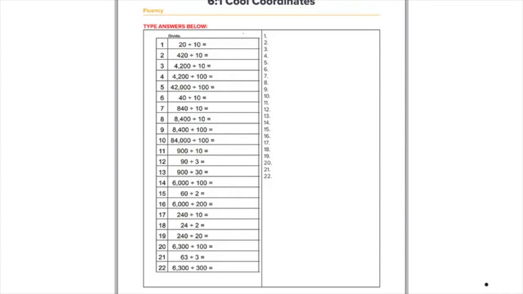We're starting with the fluency. Remember that when we see the zeros in our numbers, in our digits, that helps us with our division. If I have 20 divided by 10, well, that's like saying I can take 1/10 out of 20. If I divide 20 by 10, it becomes 2. And if I divide the 10 by 10, it becomes 1. 2 divided by 1 is the same as saying 2 over 1, like this. So our answer for 1 is 2.